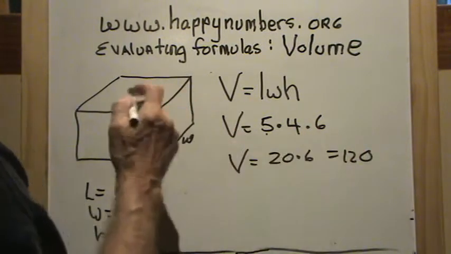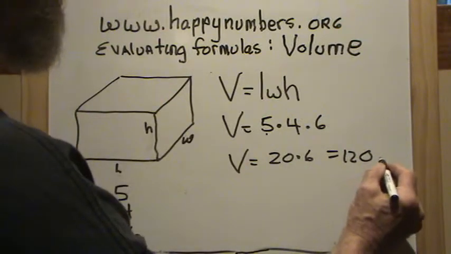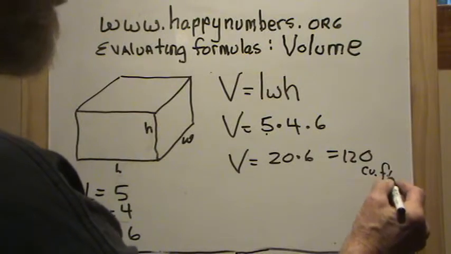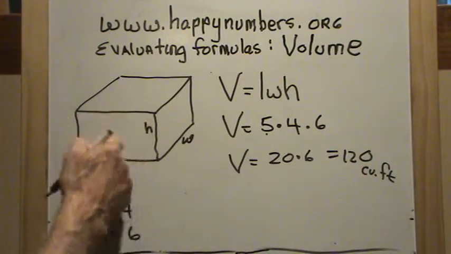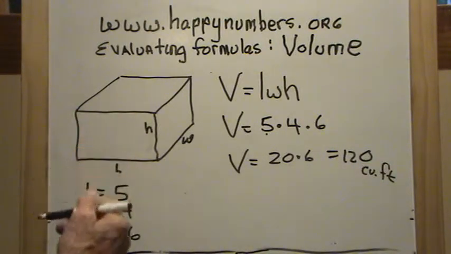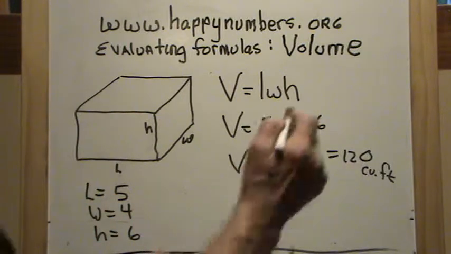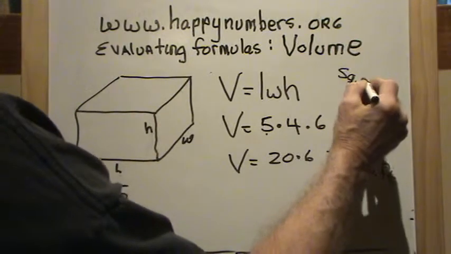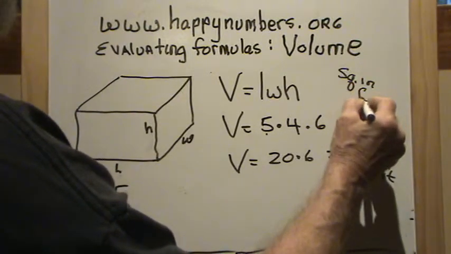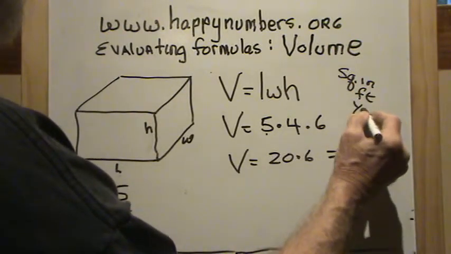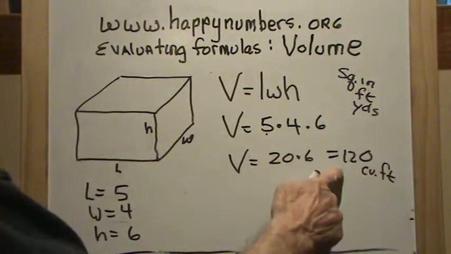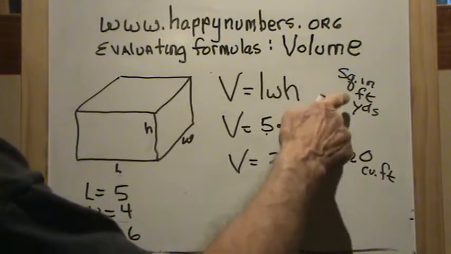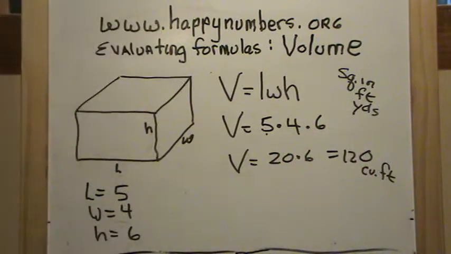Now, this would not be square feet, this would be cubic feet, because we're figuring volume, and volume is cubic. If we're doing area, that would be square, and the abbreviation for square is SQ, so it'd be square inches, or square feet, or square yards. And here, since we're dealing with volume, it's cubic, either cubic feet, or cubic inches, or cubic yards.